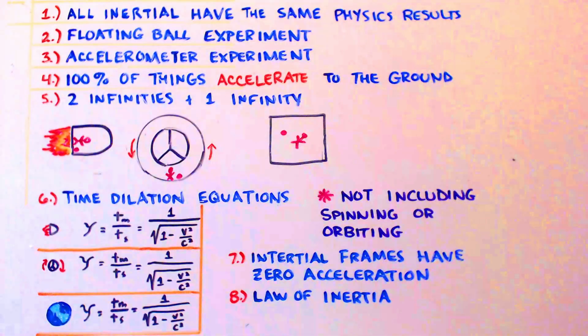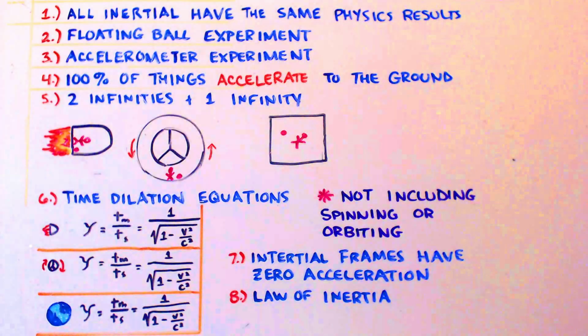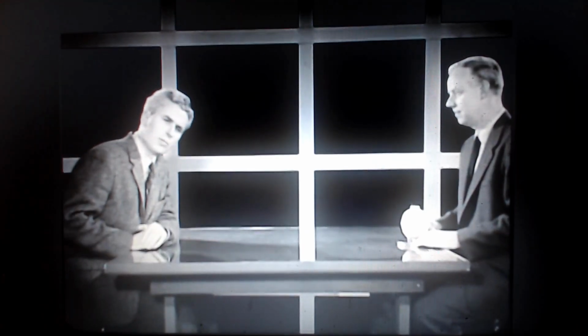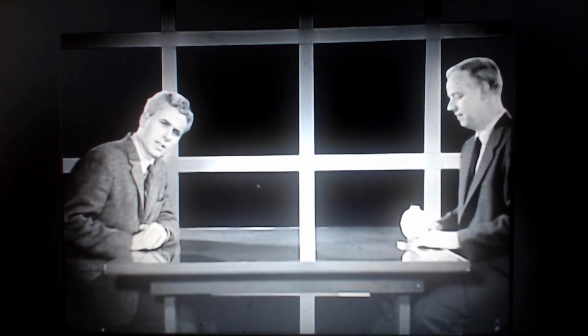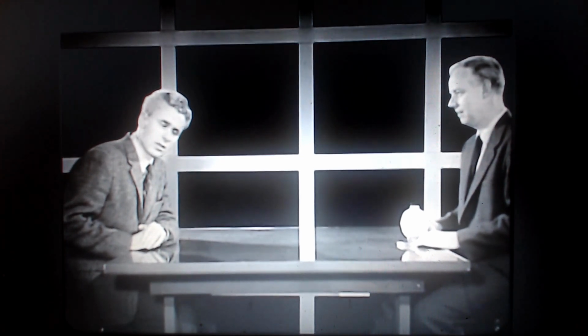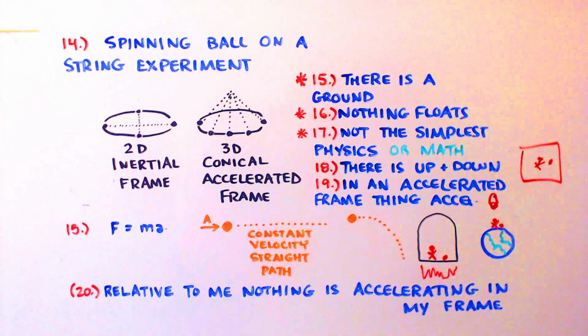Seven. All inertial frames have zero acceleration. Come on, man. Earth has acceleration all over the place. Eight. Law of inertia. This is just the law of inertia. An object moves with a constant velocity unless an unbalanced force acts on it. Things don't move at a constant velocity on Earth. They move like this. They're not in a straight line. They're not at constant velocity.